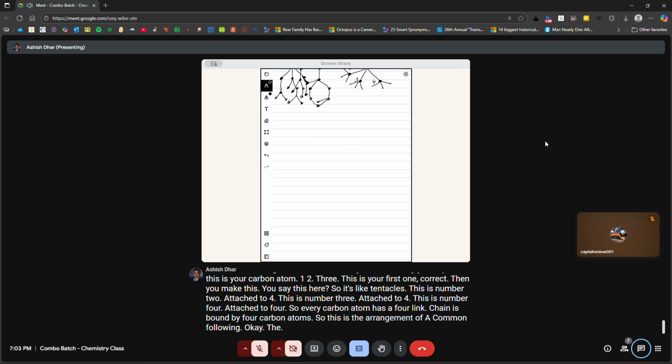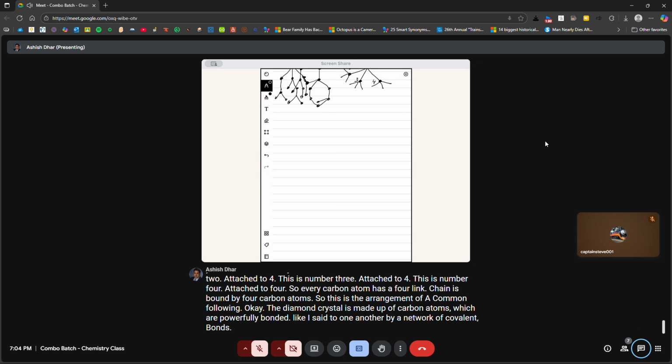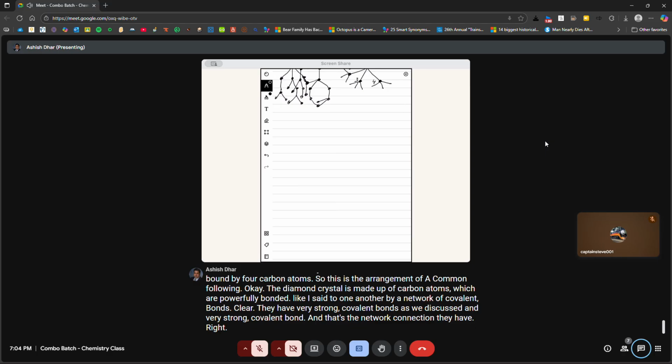The diamond crystal is made up of carbon atoms which are powerfully bonded, like I said, to one another by a network of covalent bonds. Clear? They have very strong covalent bonds, as we discussed, and that's the network connection they have. So the rigid structure of diamond makes it hard.